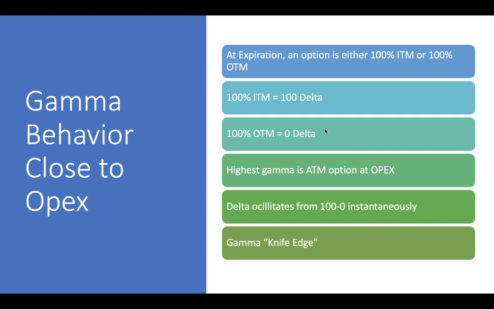So the highest gamma is at the money at options expiration. Delta oscillates from 100 to 0 instantaneously, and we call this the gamma knife edge. You're right on the edge between 100 and 0, and that gamma is just huge. Okay, I hope that makes sense. It's a little bit more advanced.